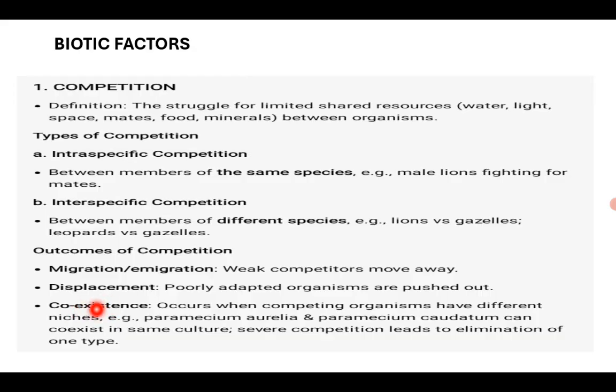Okay, it can also lead to coexistence, the two organisms living together. This occurs when competing organisms have different niches. For example, Paramecium aurelia and Paramecium caudatum can coexist in the same culture. These are microorganisms. Severe competition leads to elimination of one type.